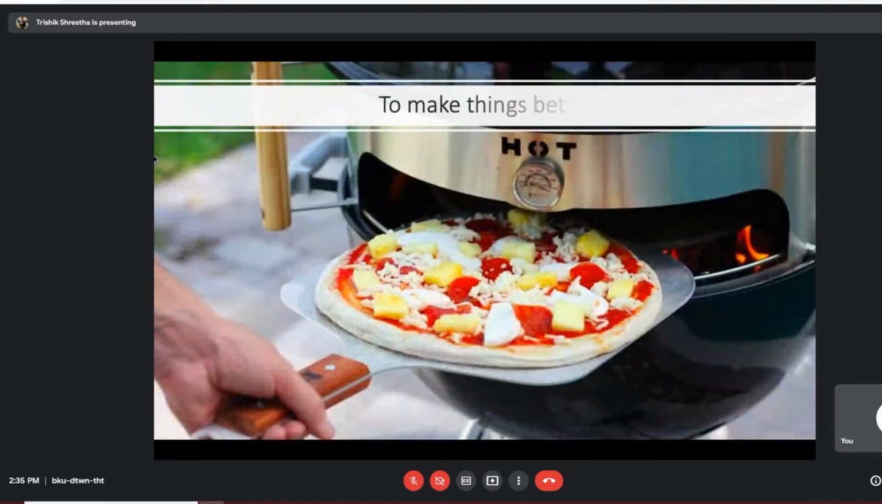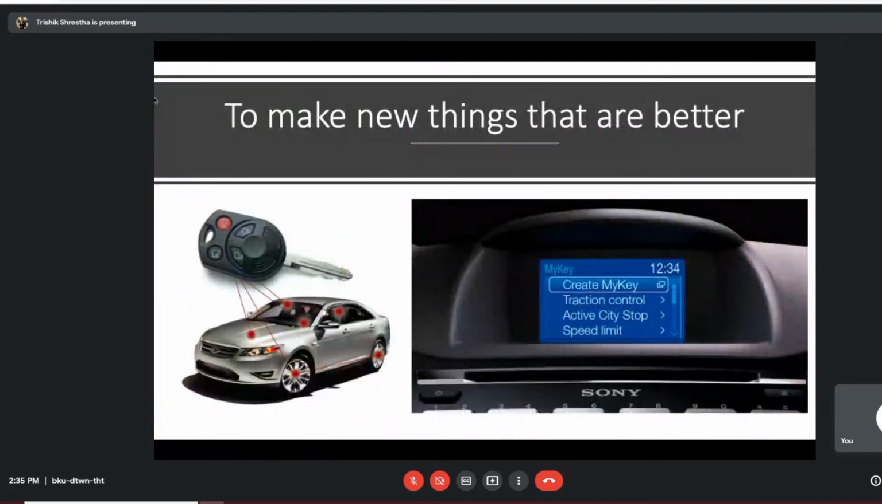So the next one is to make things better. This is obviously a barbecue grill, but this has double the functionality. Why? Because this has a compartment for making pizzas. Barbecue grills already existed, but the one that comes with a pizza attachment, that is making things better. So these are two things: making new things and making things better. The last one is combining the two, right? Making new things that are better.